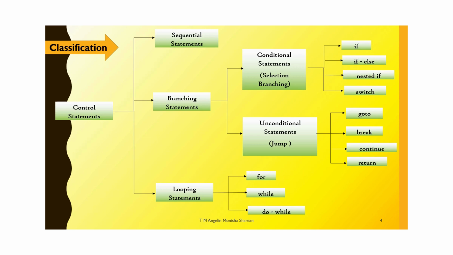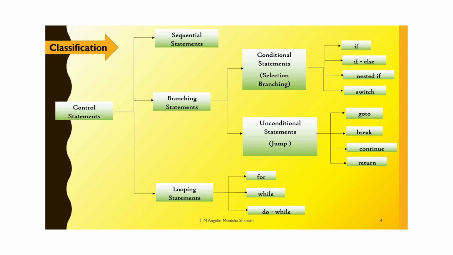So now, we can see the classification of control statements. These control statements are generally classified into sequential statements, branching statements, and looping statements. And further, this branching statement is classified into conditional statements and unconditional statements, which are also called as selection or branching statements and jump statements.